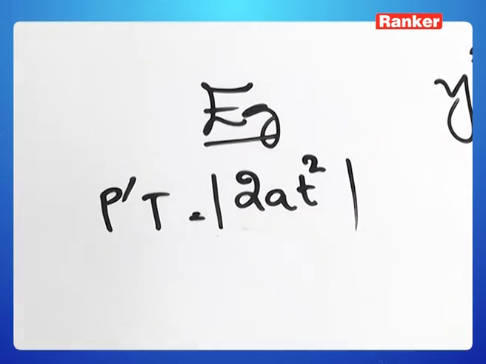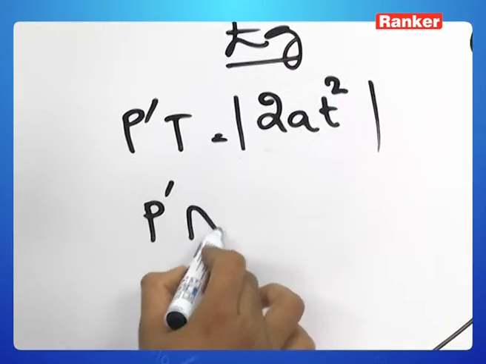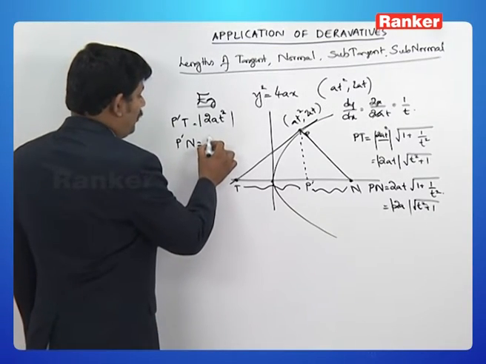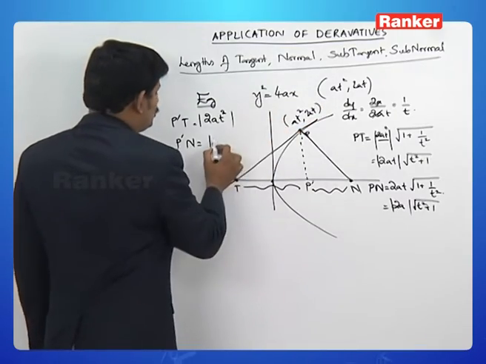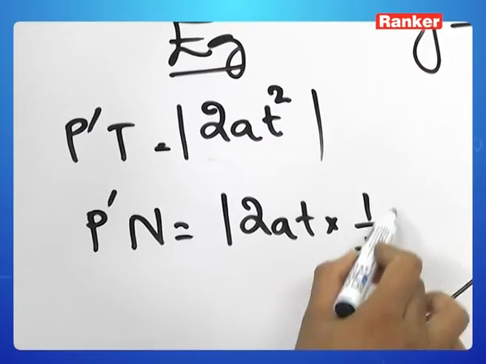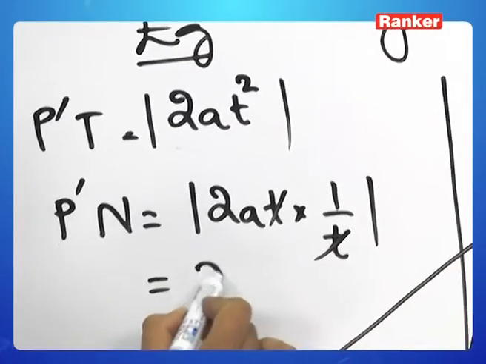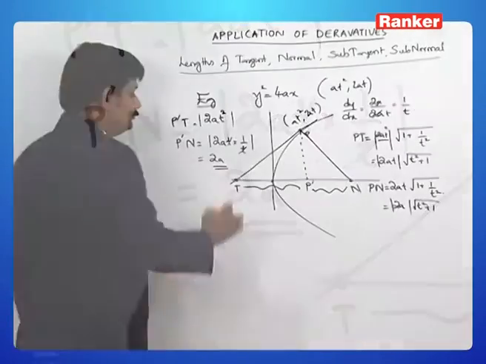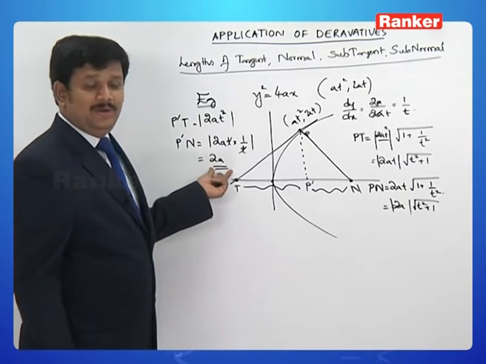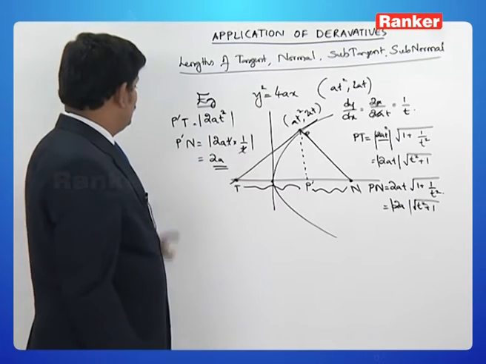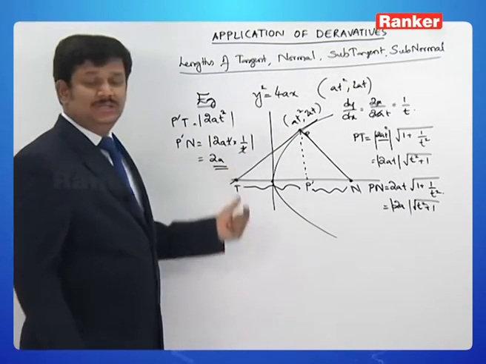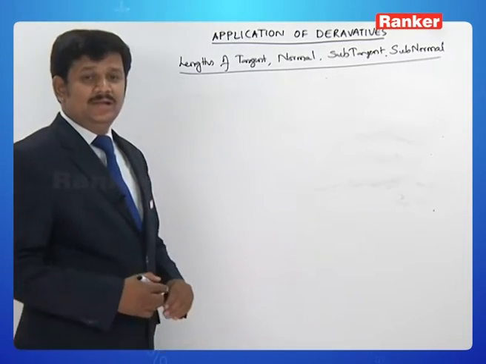And then the length of the subnormal P dash N is mod y1 into m, y1 is 2at into m is 1 by t, t gets cancelled, it is mod 2a. Now we can see the subnormal is independent of t, that is, we can say the subnormal at any point on the curve is of a constant length 2a. Let us look at the next example.